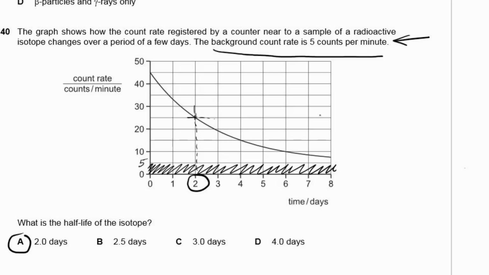And that's a brutal question because the background count rate is 5 counts per minute. A little bit unfair, a little bit harsh, but also a little bit of fun. Exciting question. There we go. Bit of a trick to end off on.